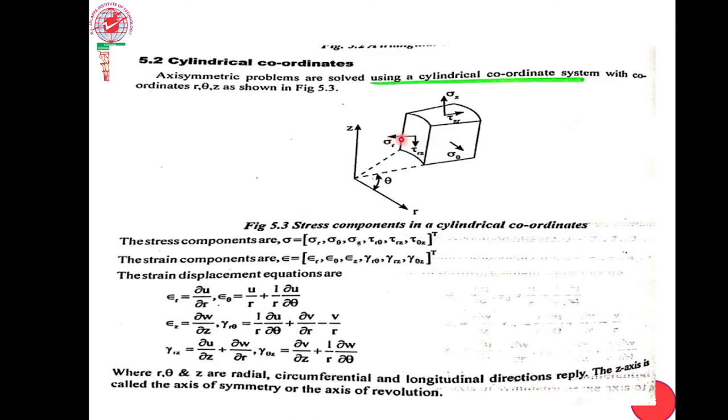You can observe here the normal stress along the r direction is sigma r, here sigma theta, and here sigma z. Sigma r is the radial stress. The stress along the z direction is called the longitudinal direct stress, and sigma theta is called the circumferential stress. In your earlier topic you studied thick and thin cylinders. Any type of thick cylinder problem comes under this type of axisymmetric problem.